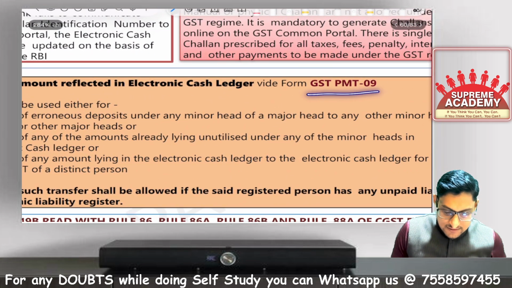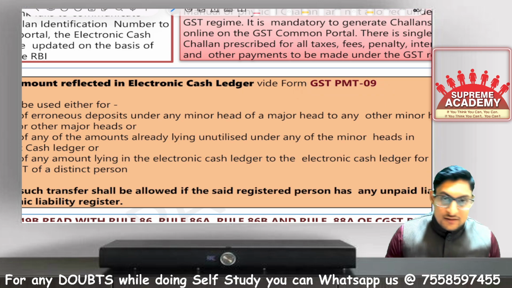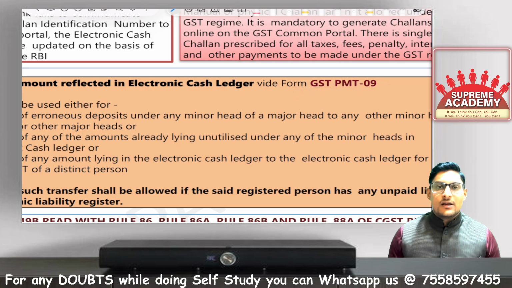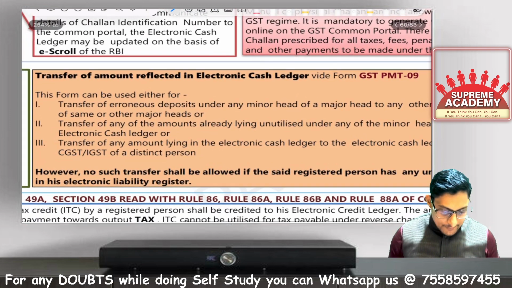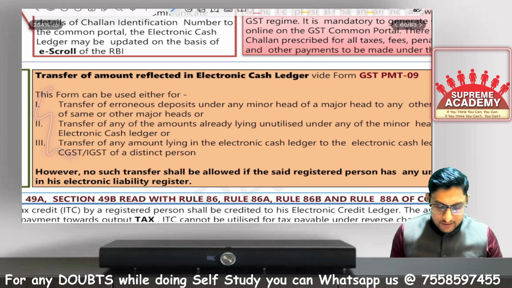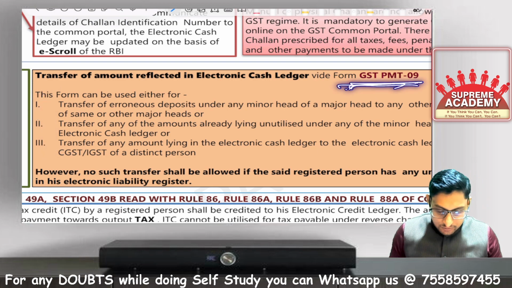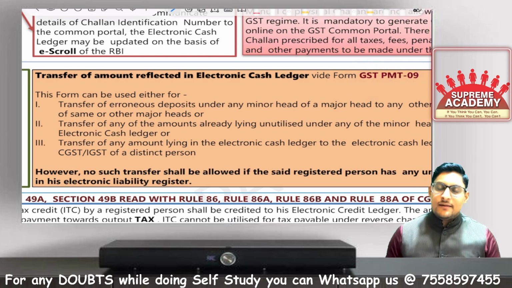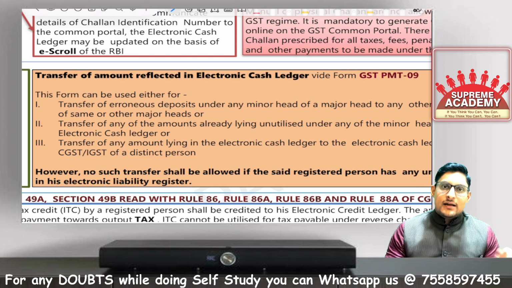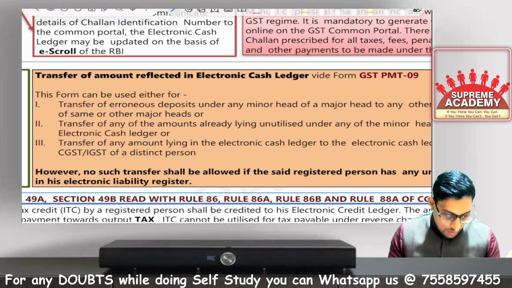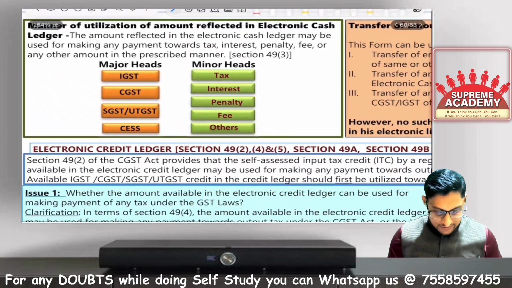Yes. Now fill the GST PMT 09 and instruct the authorities, the proper officer, that I have wrongly selected CGST instead of IGST, or interest instead of tax. Please adjust the amounts and please accordingly receive the payment. So if you had made any type of error, you have to fill GST PMT 09, and through this form you can correct your error, and the proper officer will automatically adjust the amount and correct it, and the pop-up will be gone. So this is the case of electronic cash ledger.